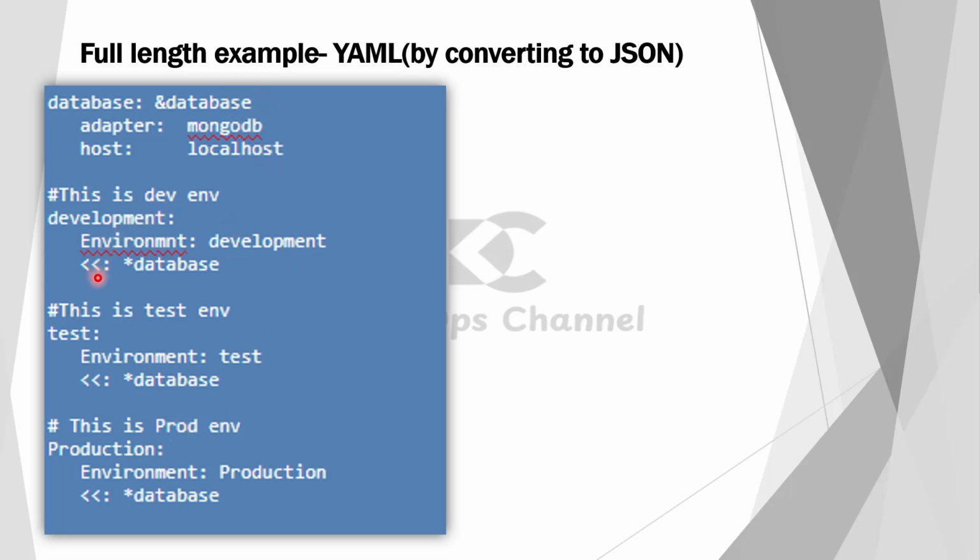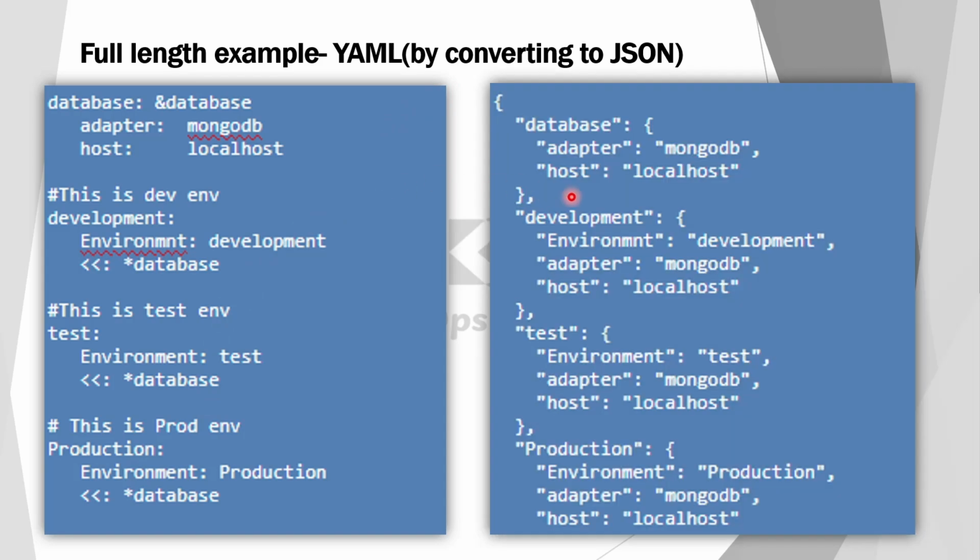And what is this double arrow icon, the double smaller-than icon? It is for copying the snippet. Suppose you don't want to write this snippet again and again, you can use this. It will use this adapter and host for this database. Similarly for this one, if you write this code and parse it to JSON, how will it be done? It will look like this.